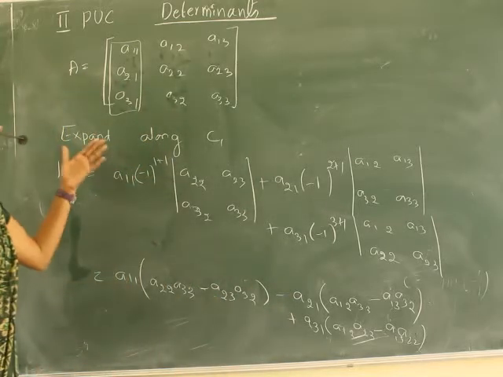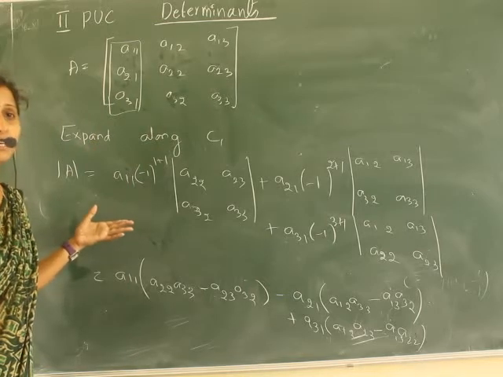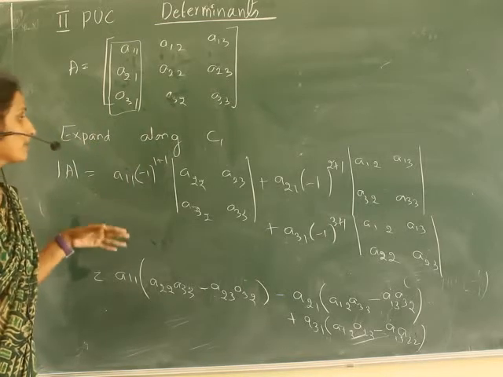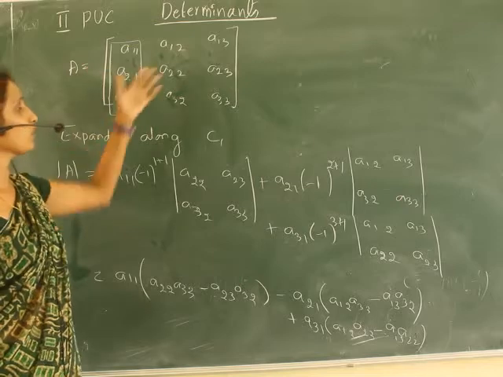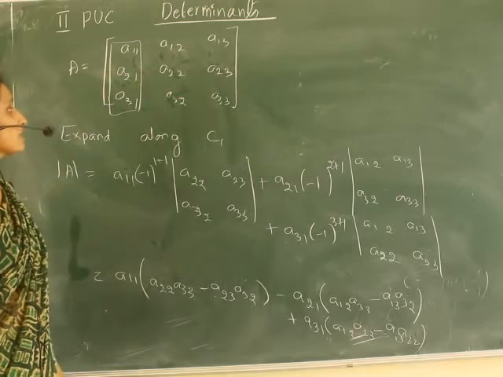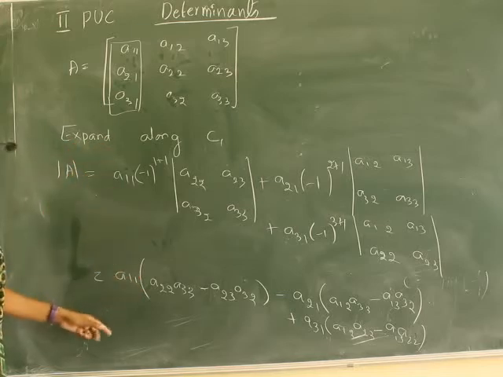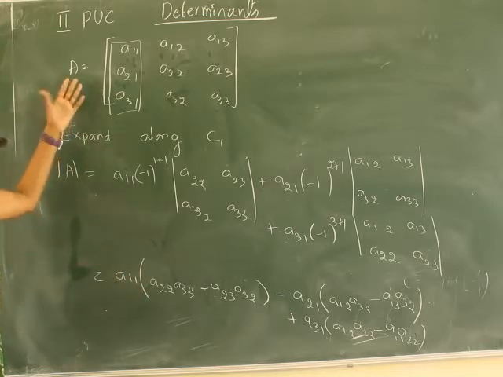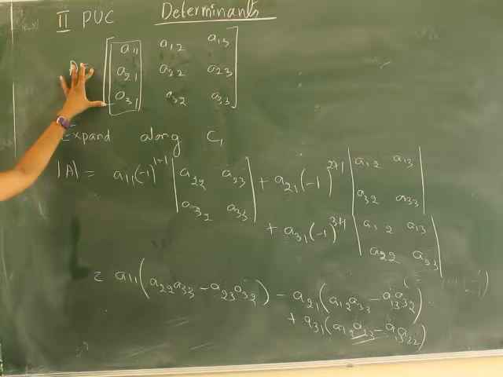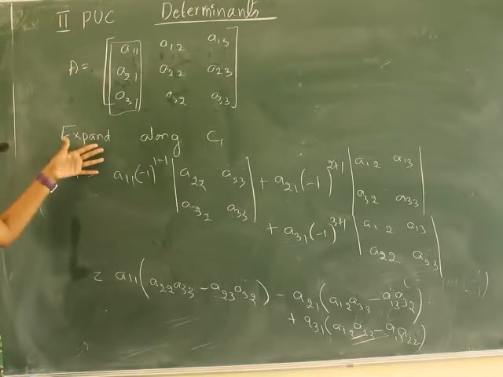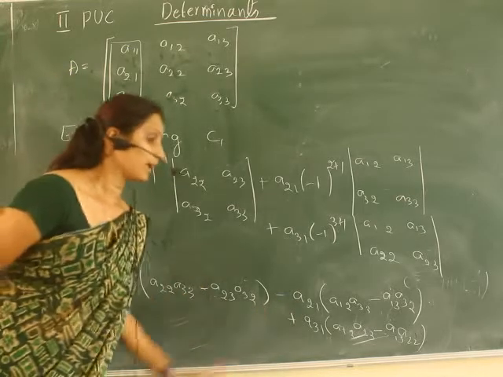So I have explained how to find the determinant by expanding along row 1 or C1, and similarly we can calculate along R2 or C2 or R3 or C3. So this is the expansion along C1. I have already given this matrix, so we expanded along R1. Next, after that you write expand along C1 and write this.